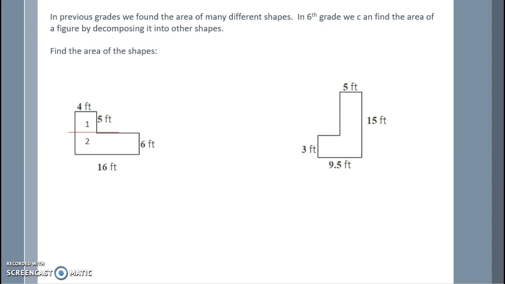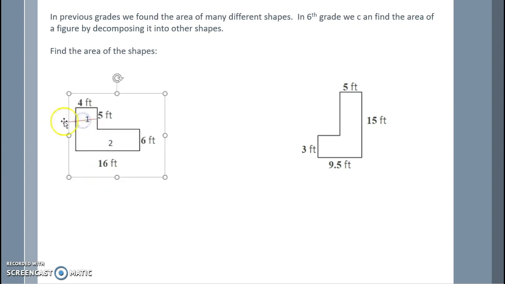Note that just because I cut mine this way doesn't mean that you couldn't rotate this and cut here to have a 1 and a 2. There's no right or wrong way to do this. This is just how I saw it right away first, based on the numbers that are given to me, so that I wouldn't have to combine any together.